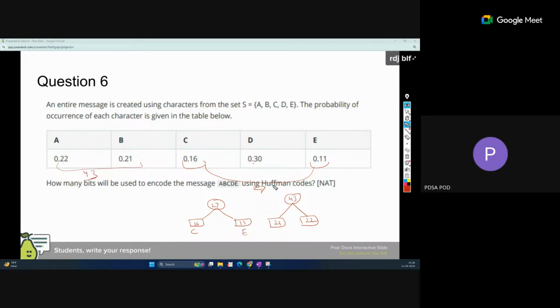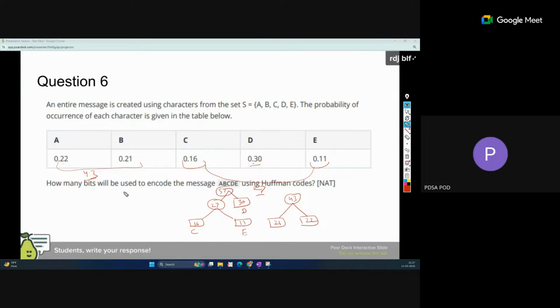Now 43, 27, and 30. Which are the two smallest? This 30 and 27. 27 is already a tree, so we just make a node of 30. This is for D. Now this will combine, so this becomes 57.